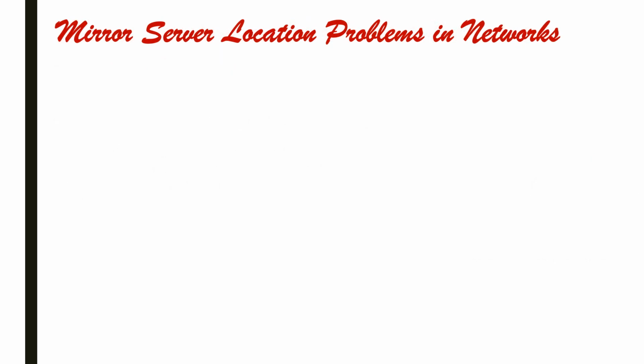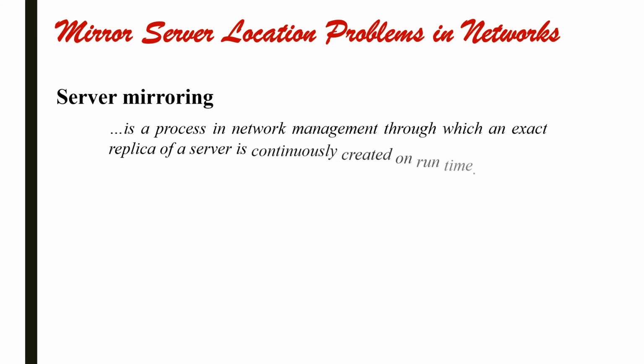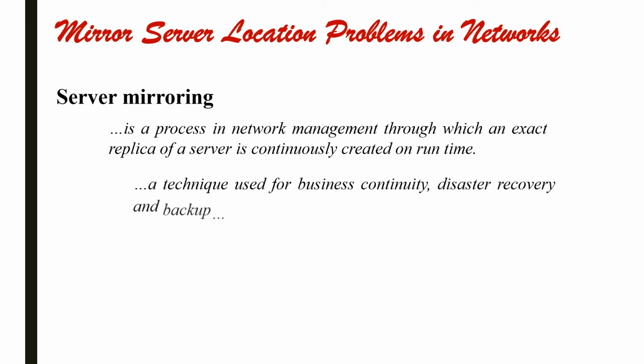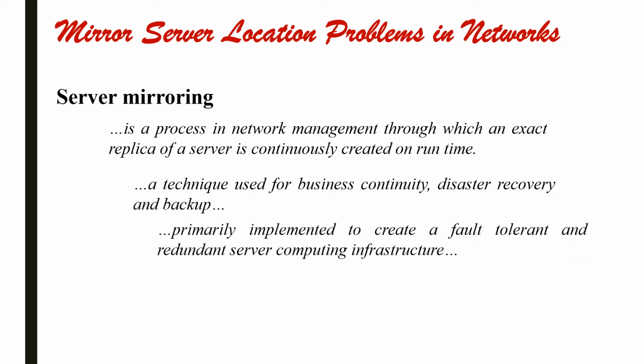The next application that we will consider is on mirror server location problems in networks. Server mirroring is a process through which an exact replica of a server is continuously created on runtime. It is a technique used for business continuity, disaster recovery, and backup. Duplicating the entire contents of a server on another remote or in-house server allows data to be restored if the primary server fails. Server mirroring is primarily implemented to create a fault-tolerant and redundant server computing infrastructure.